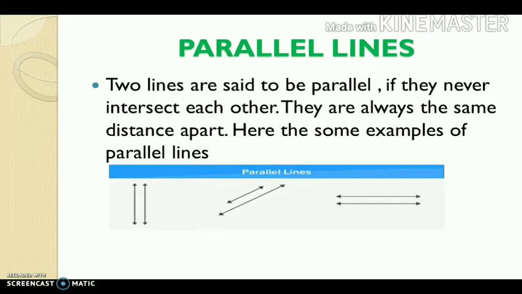So let's begin with what are parallel lines. Two lines are said to be parallel if they never intersect each other. They are always the same distance apart. Here are some examples of parallel lines.